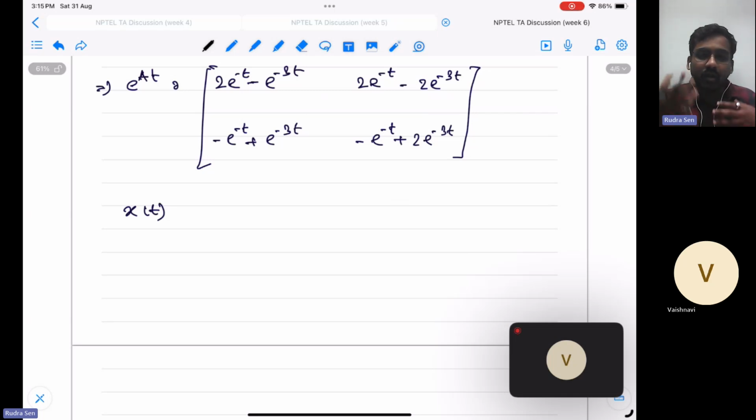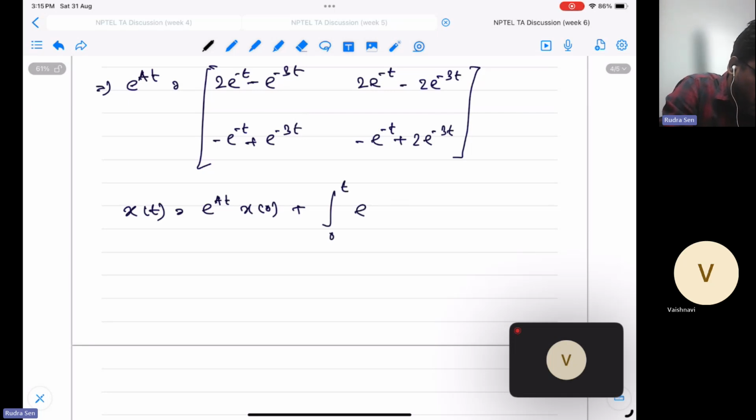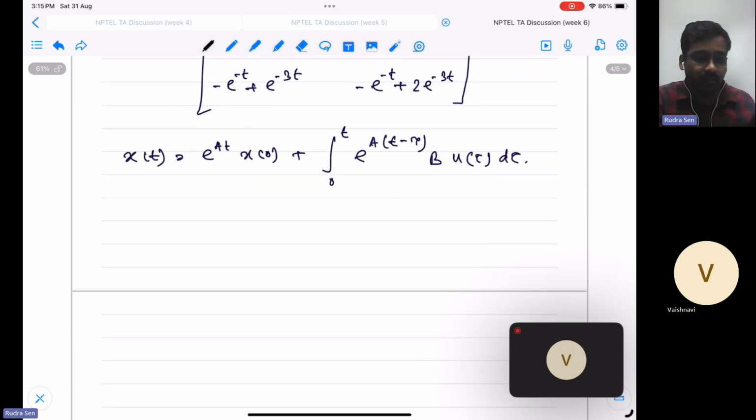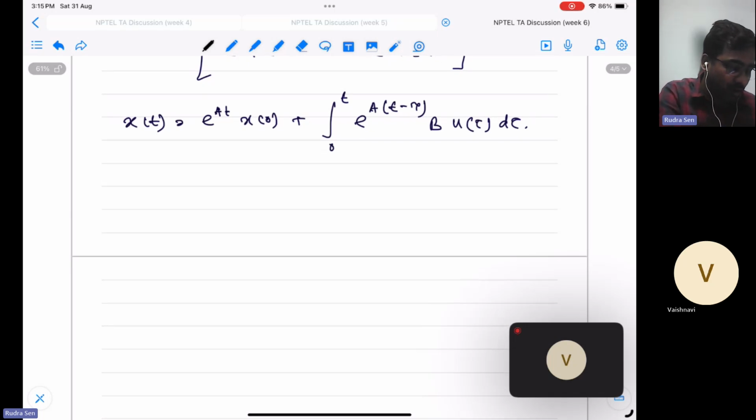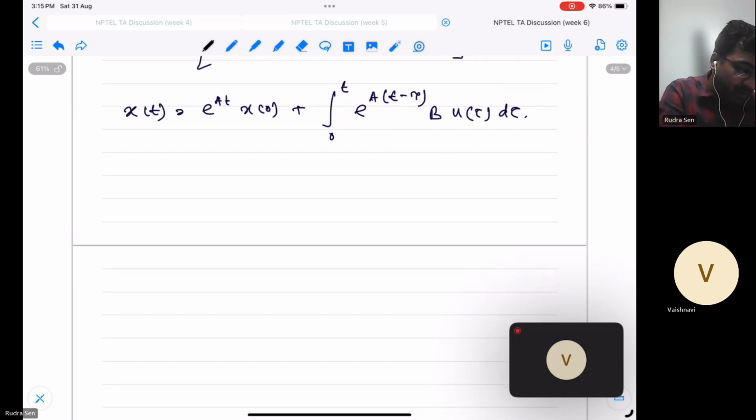The system is not driven by its initial condition, so it's a forced system. For that case, we know the system's response. What is the system response? It's e to the power At x0 plus integration 0 to t e to the power A(t minus tau) B u(tau) d tau. You have studied this in the previous class. So I know the value of e to the power At, and I have to find out this term.